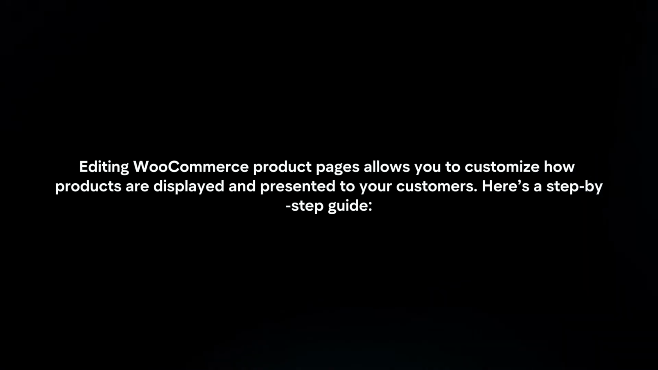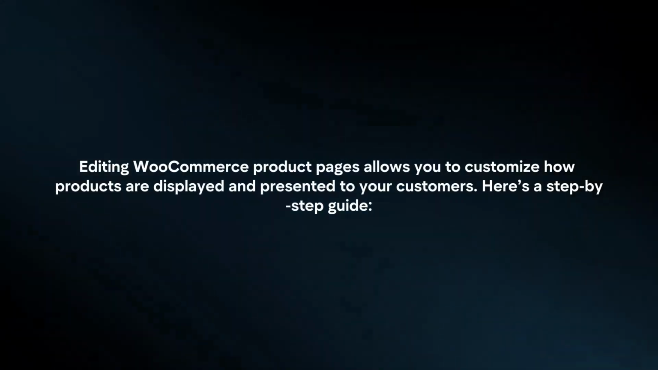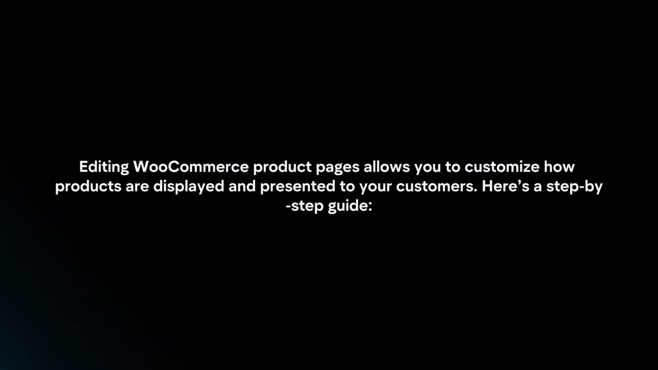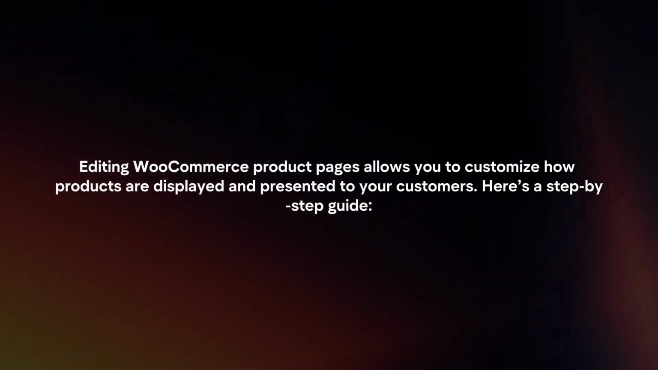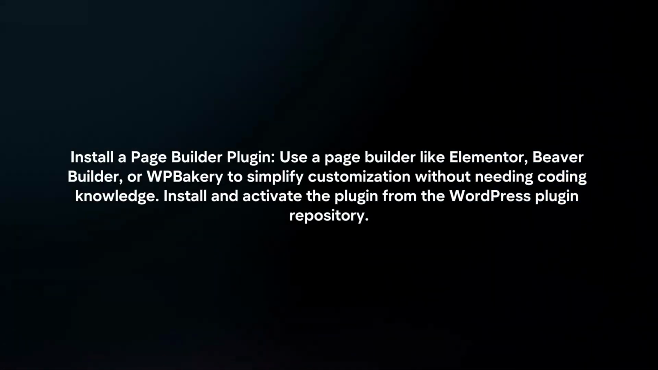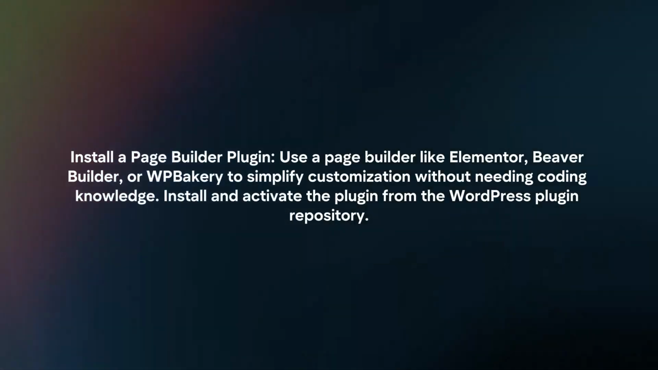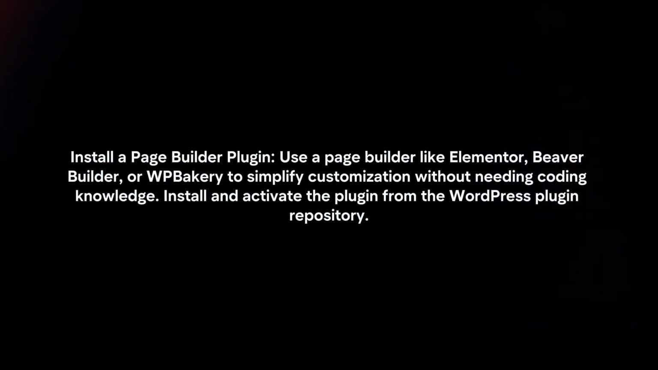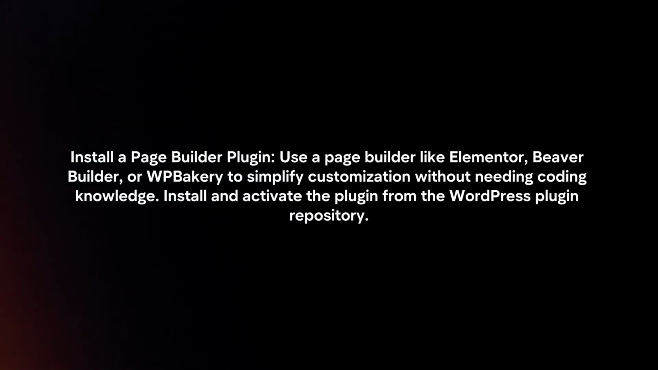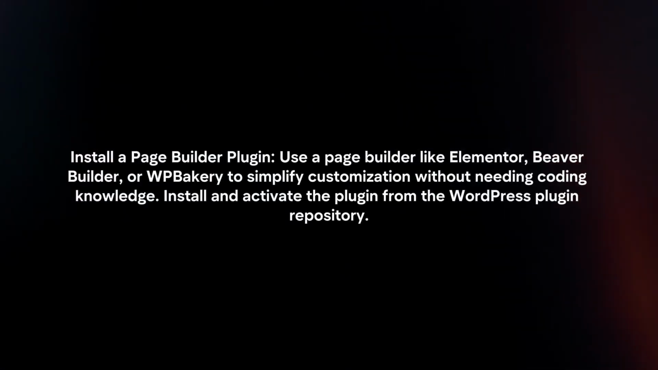Editing WooCommerce product pages allows you to customize how products are displayed and presented to your customers. Here's a step-by-step guide. Install a page builder plugin. Use a page builder like Elementor, Beaver Builder, or WP Bakery to simplify customization without needing coding knowledge. Install and activate the plugin from the WordPress plugin repository.